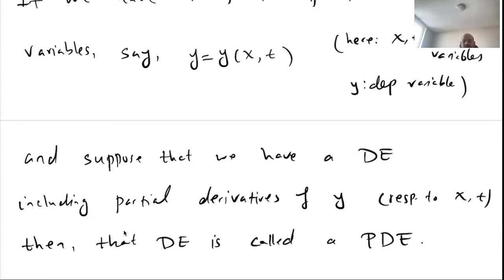So if you have a function of two variables, then we can talk about partial derivatives, the derivative with respect to x and the derivative with respect to t. Derivative with respect to x means you assume that t is fixed and you change x. Similarly, the derivative with respect to t can be defined. So if you have an equality that relates y and its partial derivatives, and the goal is to find y, then that's called a PDE, a partial differential equation.